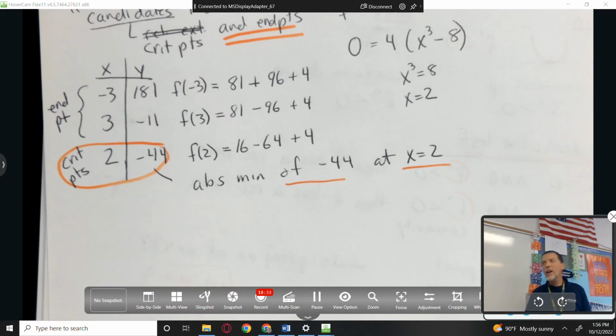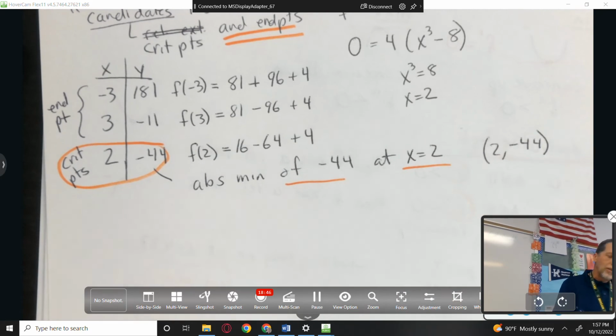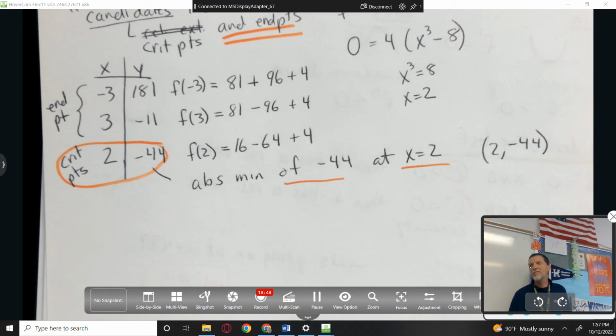So be careful how the question is worded. The absolute minimum is -44. That's the y value. Where it happens is x equals 2. A lot of times you can get around the problem by just giving the ordered pair, and you can kind of just sneak your way around it that way.